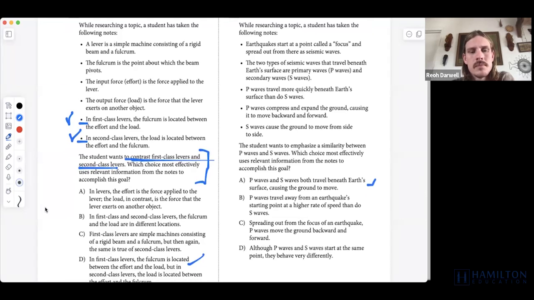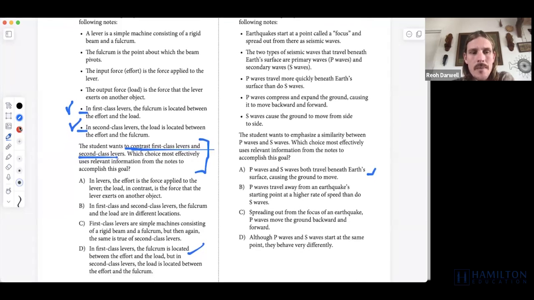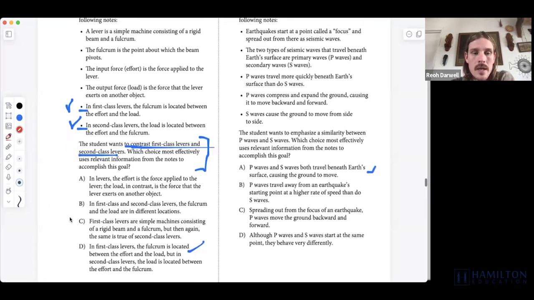Now, we want to do this most effectively as well, all right? So A just talks about levers. In general, notice what's missing: first and second class offerings, right? C, we mention first and second class, but what's missing here? Contrasting them, right? We are just focusing on a similarity between first and second class levers.